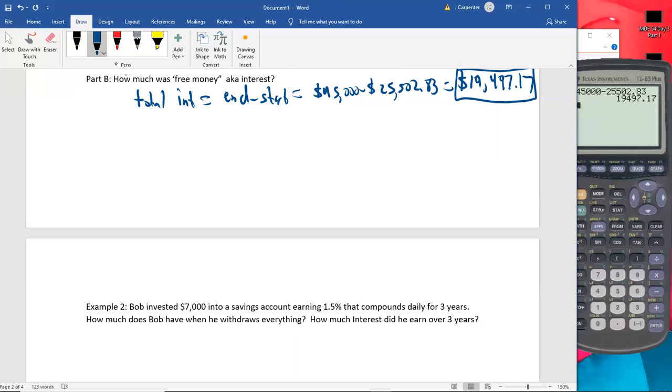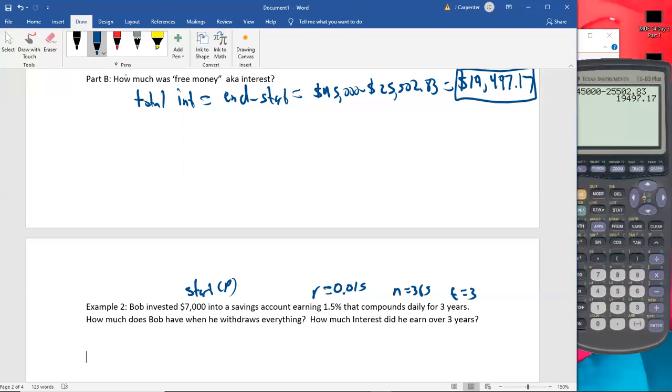So this 7,000, that's how much he invested. So that's the start. That's the P. 1.5 says the R, if that decimal goes left twice, is 0.015. It compounds daily, so that means the N is 365. And then 3 years, that means the T is 3. So our starting value is 7 grand, our interest rate, our compounding interval per year, and our time are all laid out.